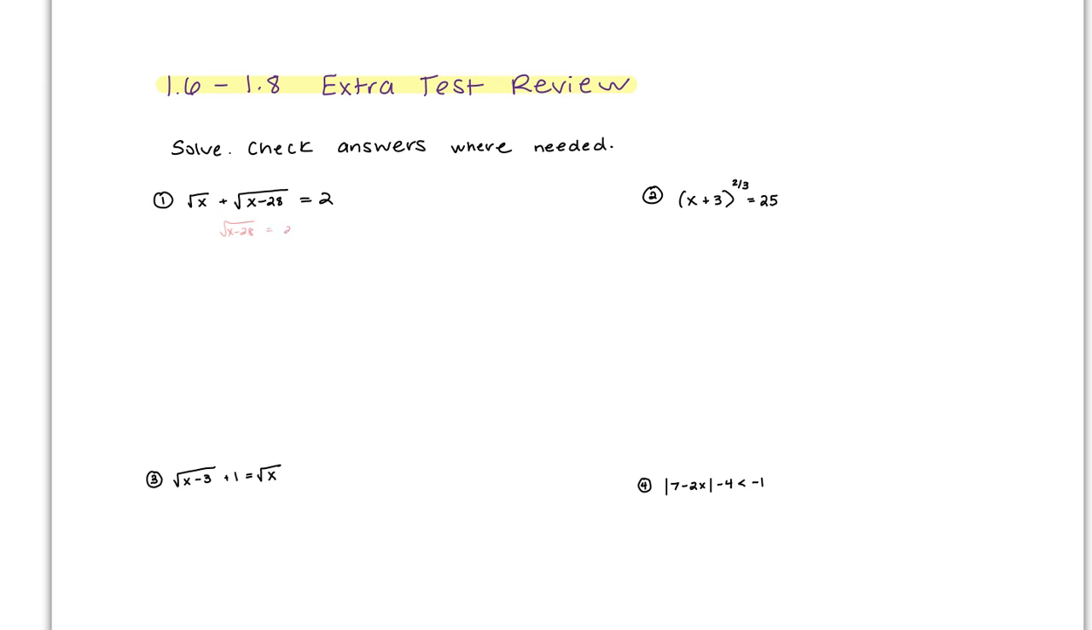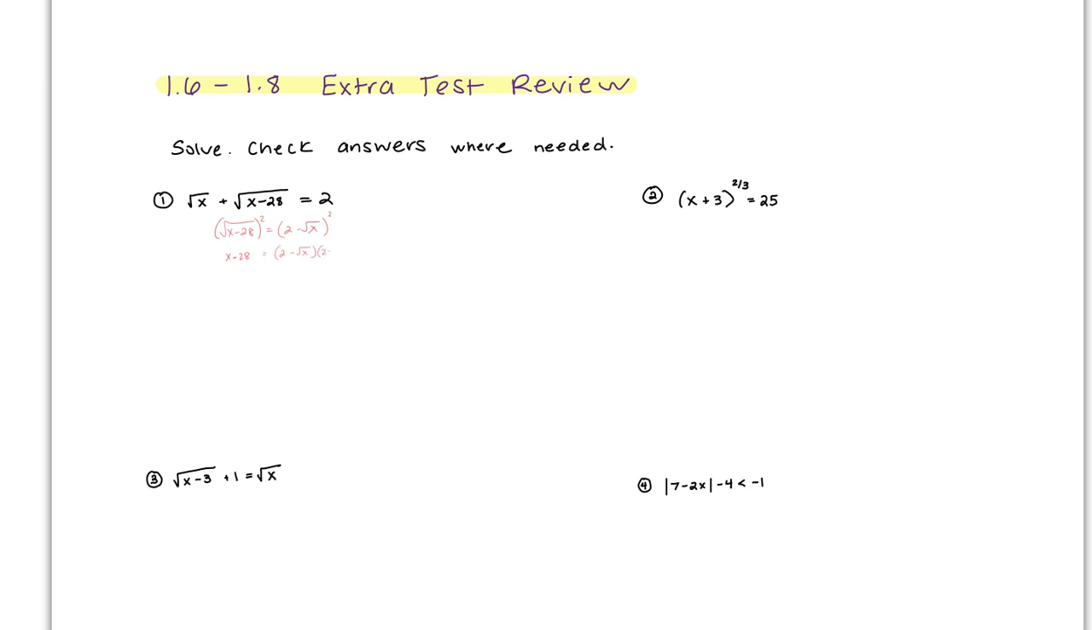So it's going to equal 2 minus radical x. Now to get rid of the radical on the left side, I'm going to square it, so I have to do the same thing to the expression on the right. By squaring the square root, it cancels out the radical and leaves the x minus 28. And on the other side, I'm going to have to FOIL.